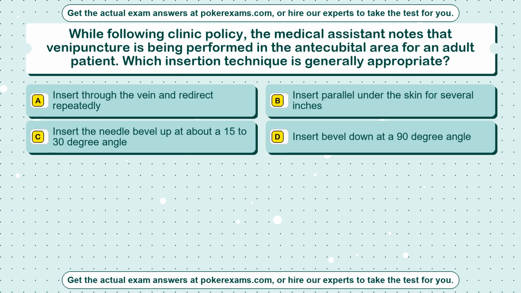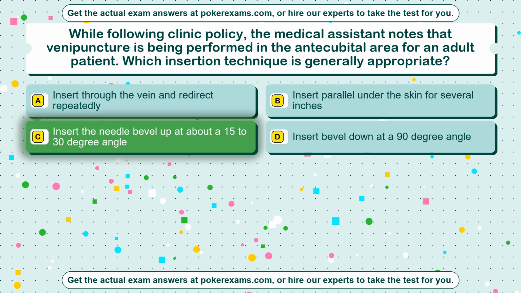Question 90. While following clinic policy, the medical assistant notes that venipuncture is being performed in the antecubital area for an adult patient. Which insertion technique is generally appropriate? Option A, insert through the vein and redirect repeatedly. Option B, insert parallel under the skin for several inches. Option C, insert the needle bevel up at about a 15 to 30 degree angle. Option D, insert bevel down at a 90-degree angle.